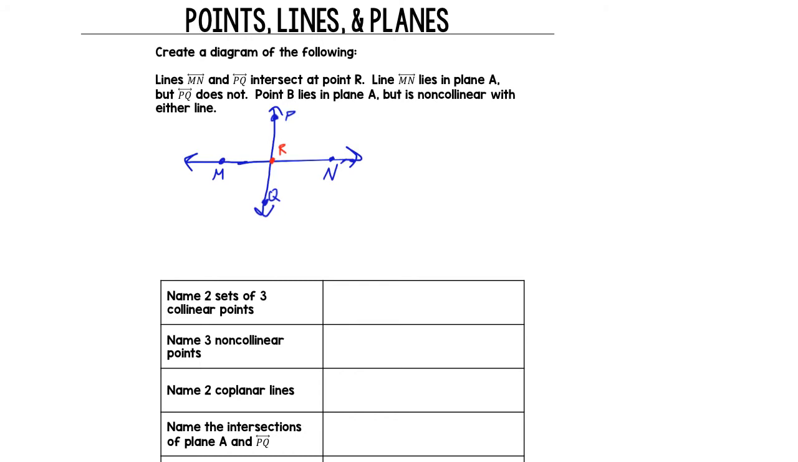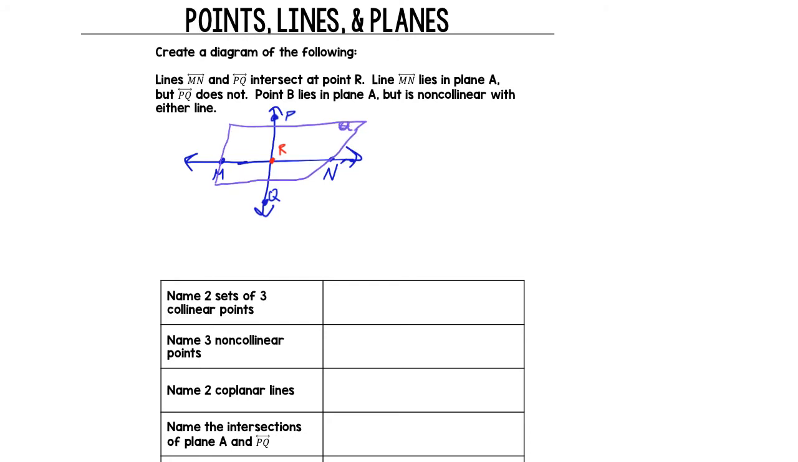Line MN is in plane A. So we're going to have to draw MN in plane A. Well, imagine this is a plane. Oh, that's just the worst drawing. I'm so sorry. And let's call this plane A, with a little cursive A up here.